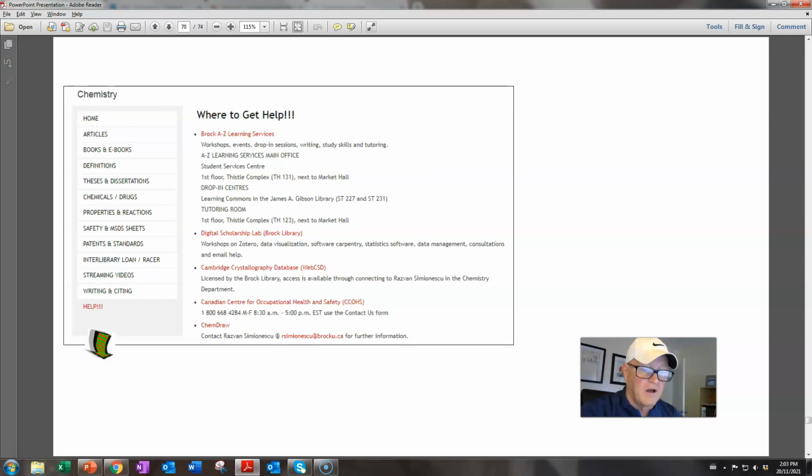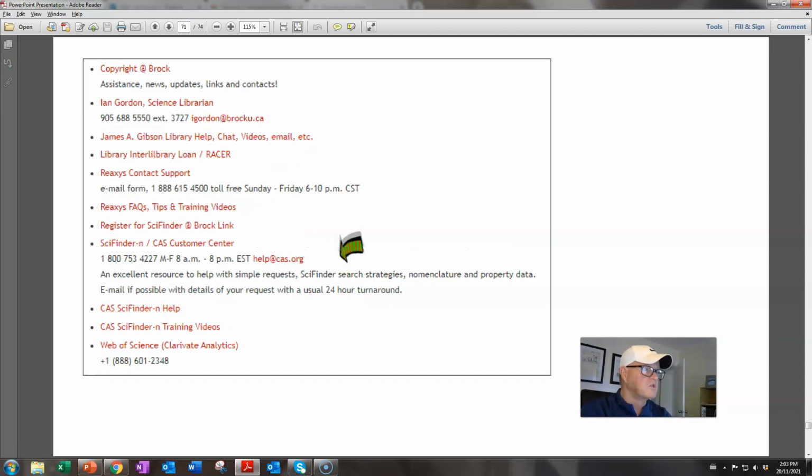Before we end, I want to look at the help page on my library guide, and there are a number of tools, like A to Z Learning, and Digital Scholarship Labs has workshops. Check them out. The crystallography databases, ChemDraw, but on the bottom of this page, there are a number of tools, not only my name and resources that you could use, those training videos and sites for SciFinder-n. SciFinder-n and CAS Chemistry, not only do we subscribe to the database, we subscribe to their service as well. So they have a 1-800 number you can call, and they have an email address that you could send a message to.